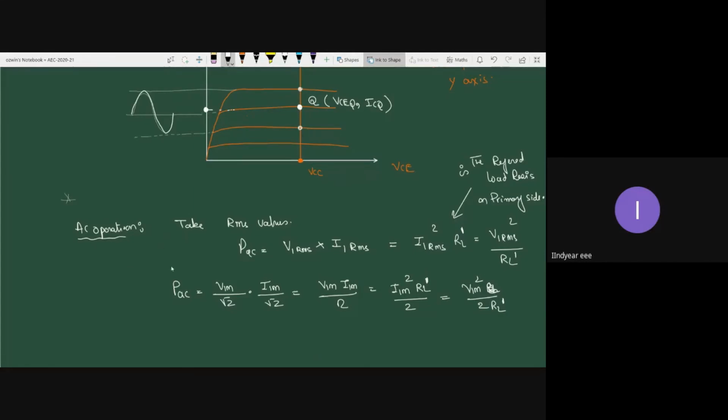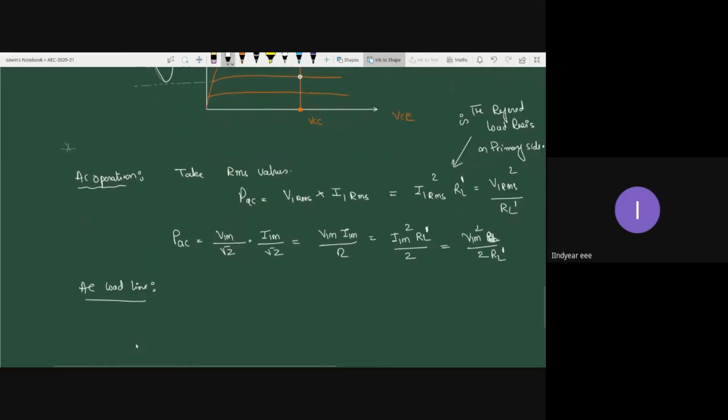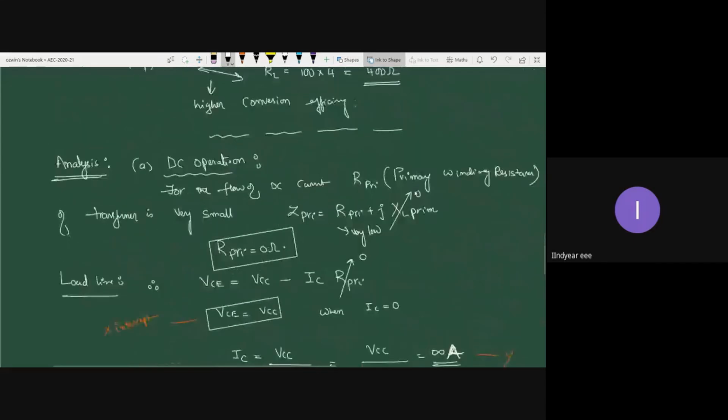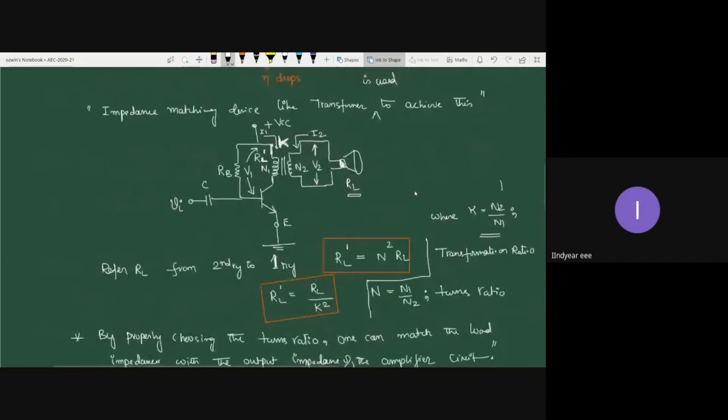Now, this is about the power. So how will you draw the AC load line? This is not drawn on the basis of an equation. This AC load line is drawn with logic. Now the AC current will flow through RL dash, right? The AC current will flow through RL dash because we have taken RL dash as the load resistance referred on the primary side. So obviously this AC current I1 will flow through RL as well.